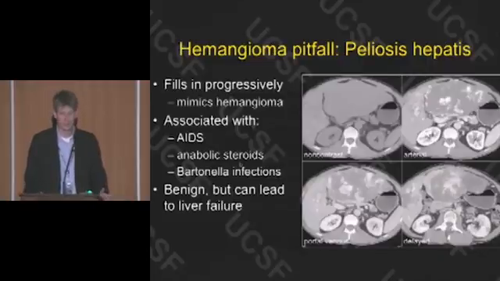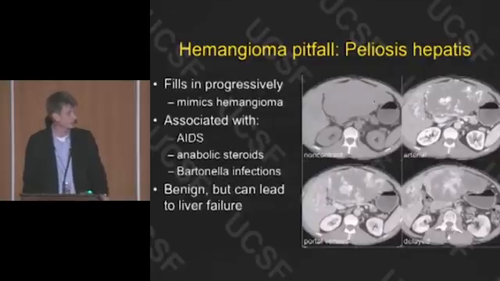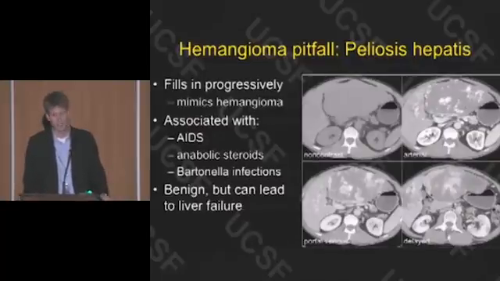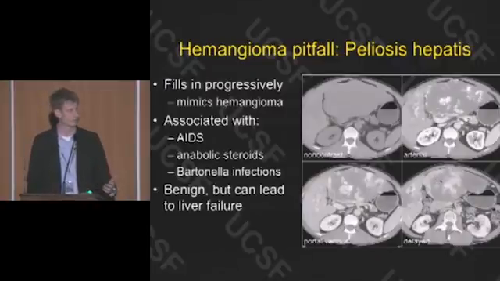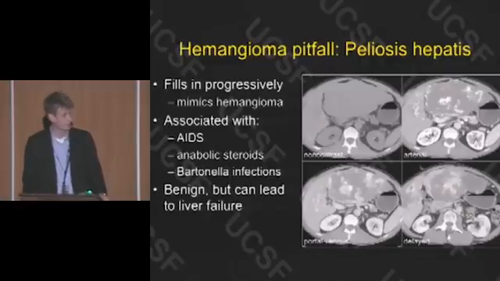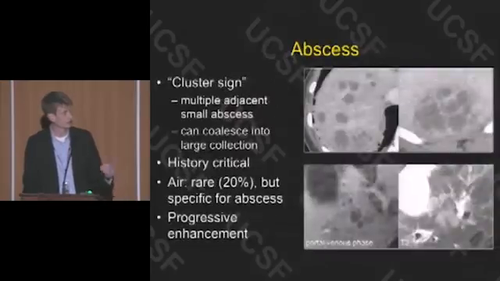Something that may mimic a hemangioma, which is very rare, is peliosis hepatis. So this is a not malignant tumor, but a tumor that can cause disease because it can replace your normal hepatic parenchyma, causing liver failure. It's associated with AIDS and anabolic steroids, but it also has this sort of puddling progressive enhancement, although it's not always peripheral, and it seems to replace the hepatic parenchyma. So in the right patient population, you could think of peliosis hepatis, but this would be if you see something very atypical and a giant hemangioma, something that you would consider to be a giant hemangioma, you may want to consider peliosis hepatis.